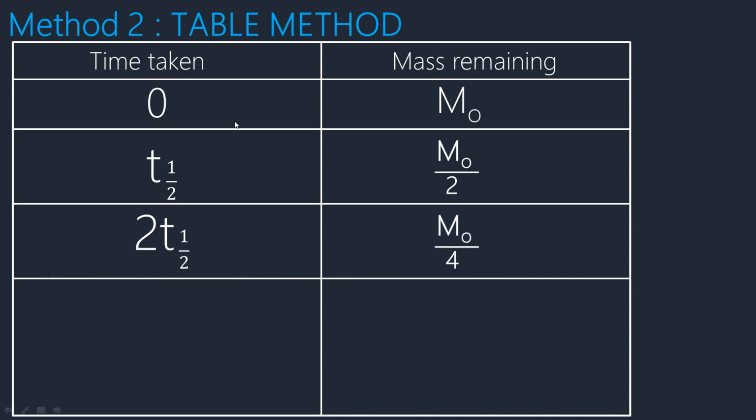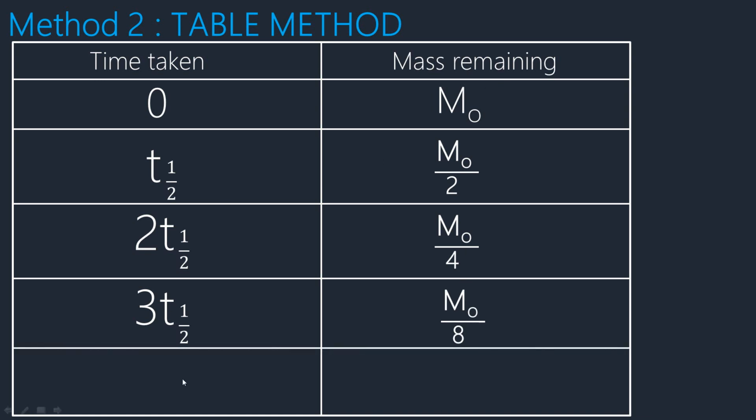Then we add another half-life to the time taken. They become 3 half-lives. The mass remaining will be, keep dividing by 2, m0 over 8. And then again we add another half-life to the side of the time taken. They become 4 half-lives. The mass remaining now will be m0 over 16.